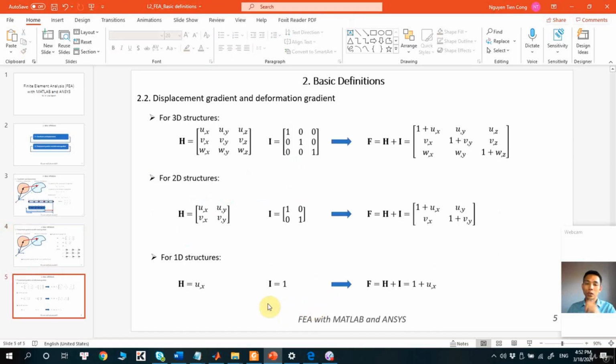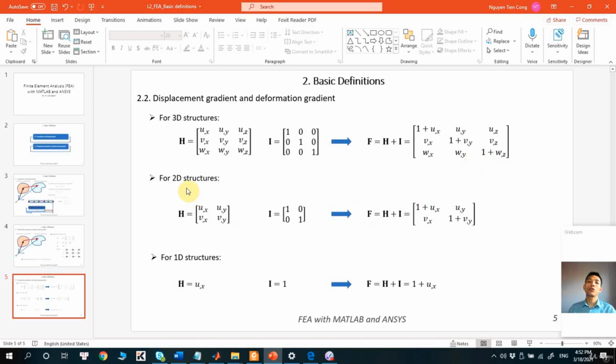Okay, let's go to the next one to see what I is. In 3D, I is a 3 by 3 identity matrix with 1s on the diagonal, and then F equals 1 plus u,x, here is u,y, u,z, v,x, and here is 1 plus v,y, v,z, w,x, w,y, and here is 1 plus w,z.